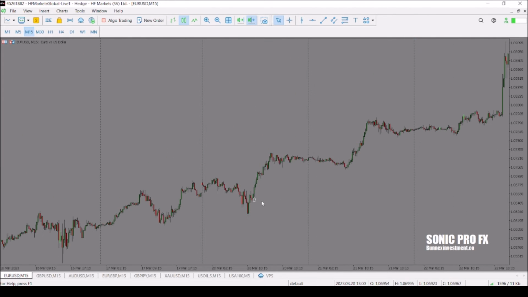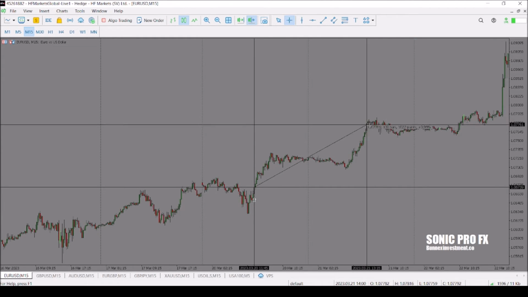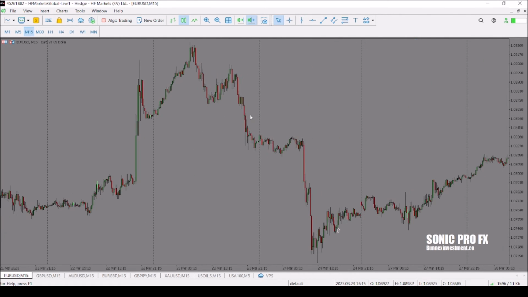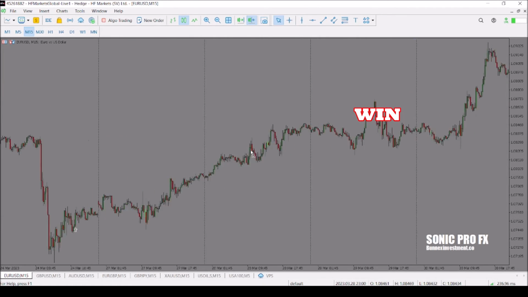Then in this particular case, it was a win where we had our entry at this particular point, stop loss below structure, which was around 50 pips, and then our take profit was going to be 100 pips, which was hit the following day. It was a win. Then another trade, we had an entry at this particular point, stop loss below structure, which was also around 50 pips, and we wanted 100 pips on the take profit side. It was also a win.